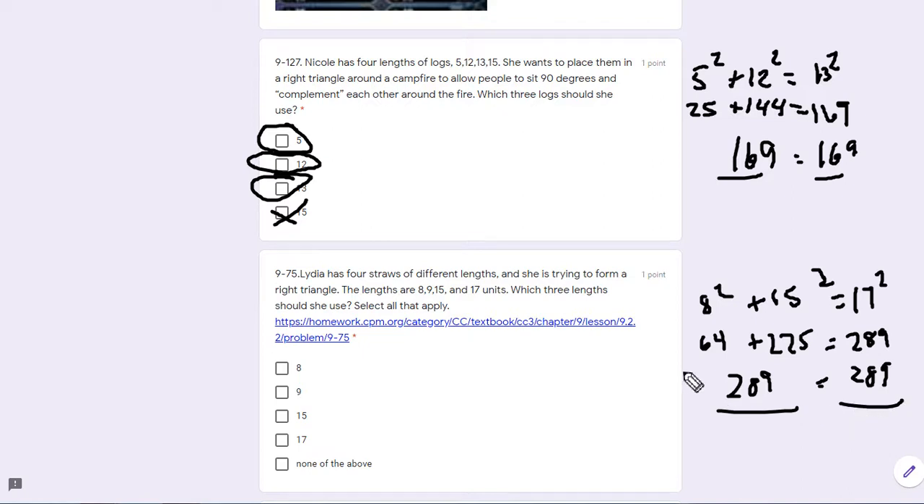You're not going to always guess correctly. I just happened to guess correctly. I didn't know the answer to it. I just took a guess. And you're going to have to do some trial and error. Okay, so we know that this one is 8, 15, and 17.